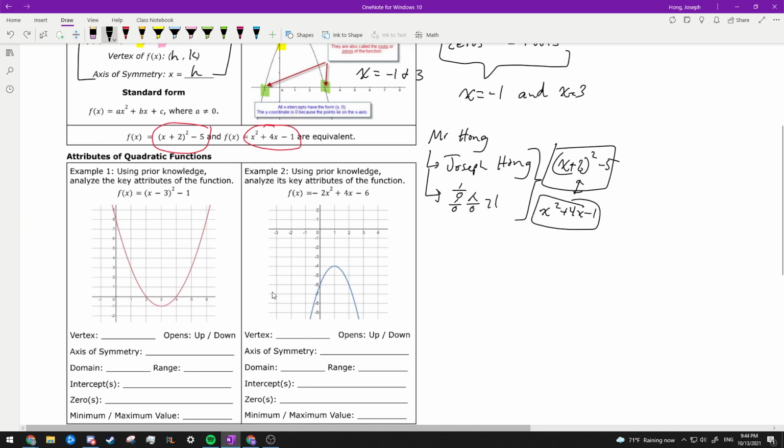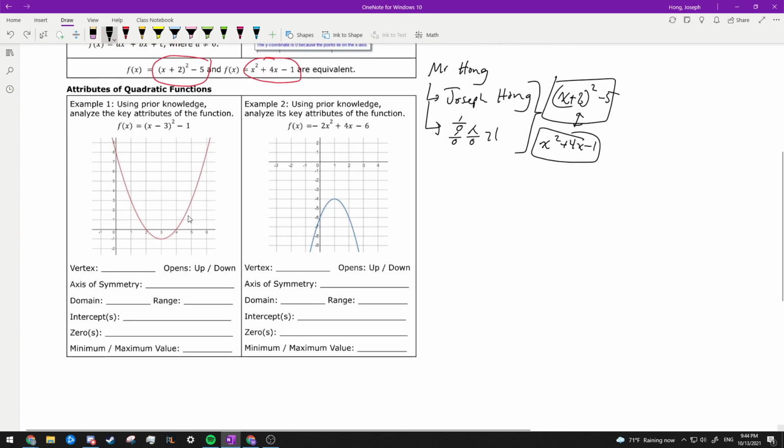So here comes an example. Example one: using prior knowledge, analyze the key attributes of this function. Even if I type this inside Desmos, it's not going to tell me too much. But I do want to say that this is still a compass, where we do the domain and range, where we use the compass.